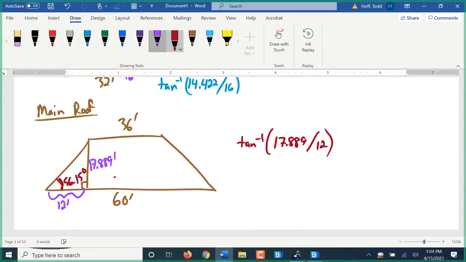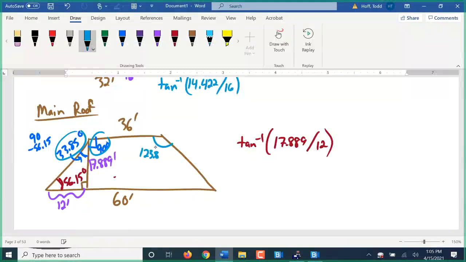Now that I have that, I am going to actually find this angle here, which is its complement. 90 minus 56.15 gives me 33.85 degrees. And the reason I want that is because this is a 90-degree angle. So I would add those two together to get that this overall angle here is 123.85 degrees. I have all of our angles. Now let's find our areas.